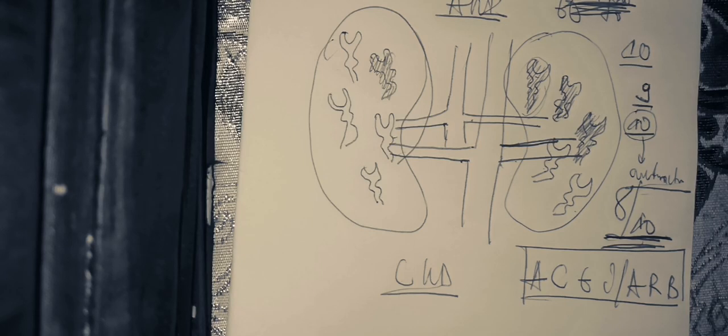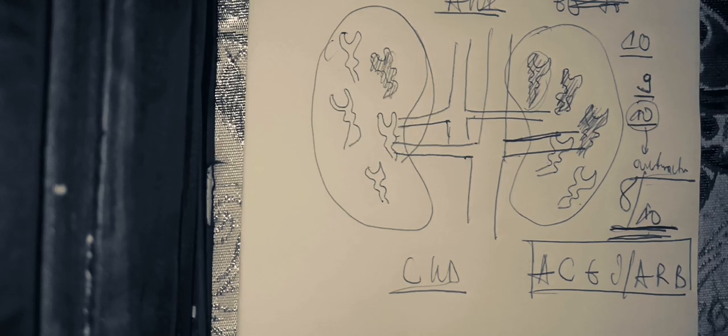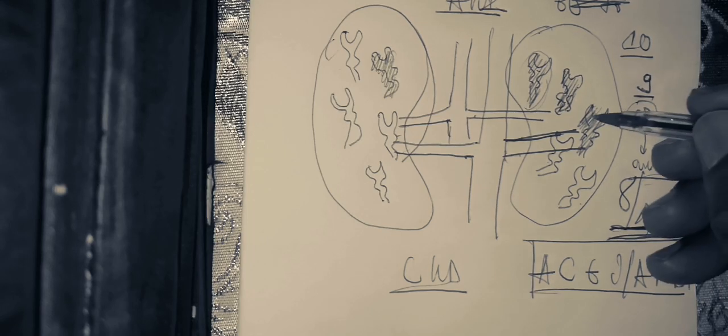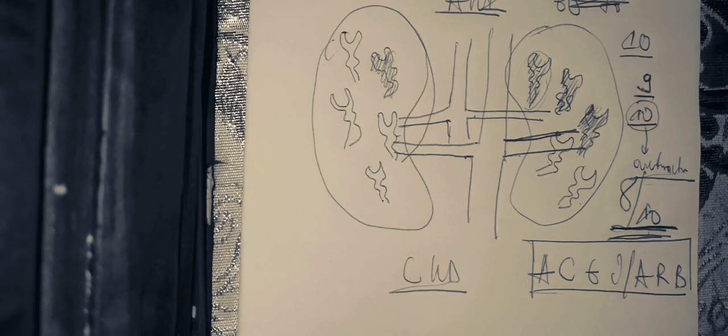So at the beginning you have a damage of one nephron, but it is silent. Silent means it is occult, it is not visible. Is it clear? So you are going to have the destruction first of one nephron, which is silent. Then you have the destruction of a second nephron. Because of the overperfusion, you have the destruction of the next nephron.